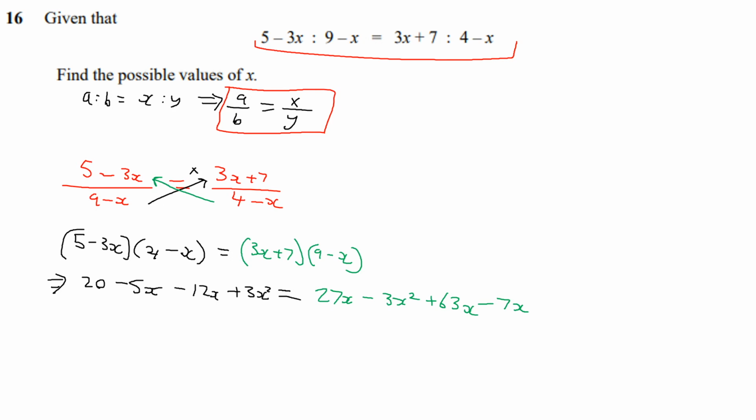There's no x in 63. That is a mistake. So now, what do we need to do? We need to make it equal to 0. So let's put all of this onto one side.